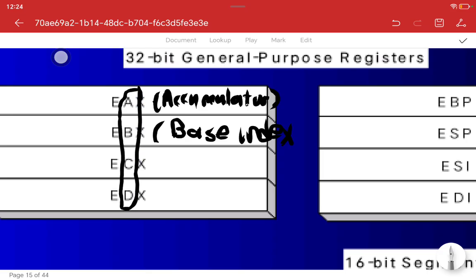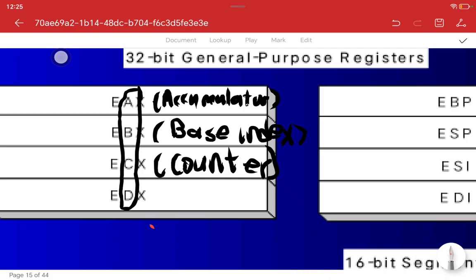So ECX is for the counter. You'll see when we are focusing on loops, when we are converting loops from C++ to assembly language, we're going to be using mostly ECX, which is for the counter. Now EBX, which is a base index, is used for indexing and also addressing. We'll also see what indexing is and what addressing is in this part of the process.